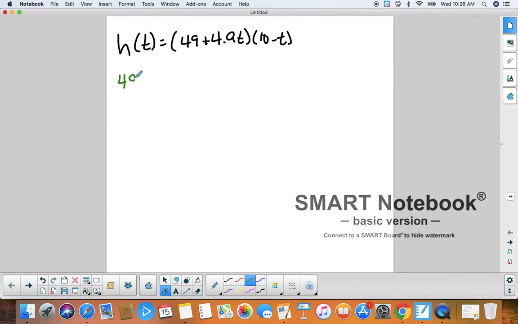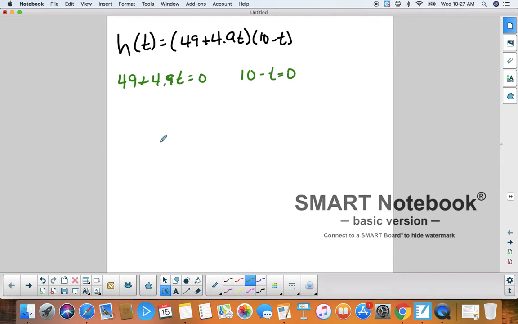So we are going to do 49 plus 4.9t equals 0. And then for this other factor, we're going to have 10 minus t is equal to 0. Solving these two equations will tell you at what time the object hit the ground.